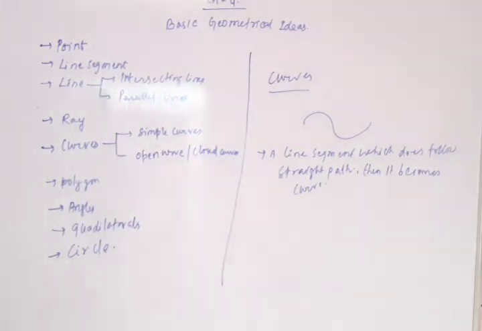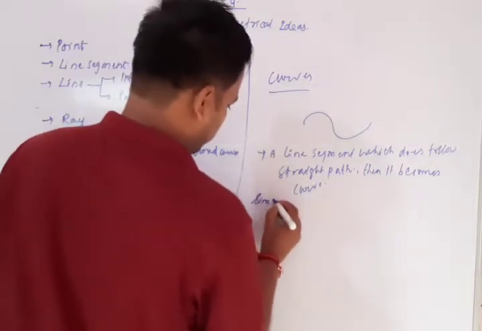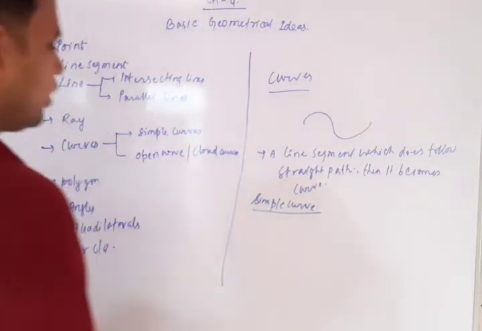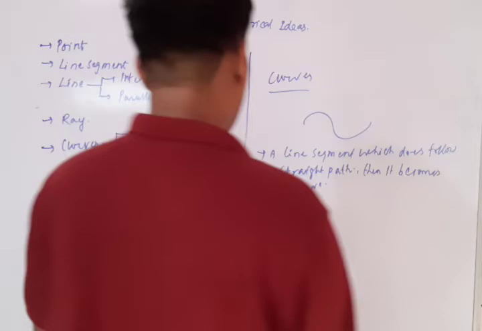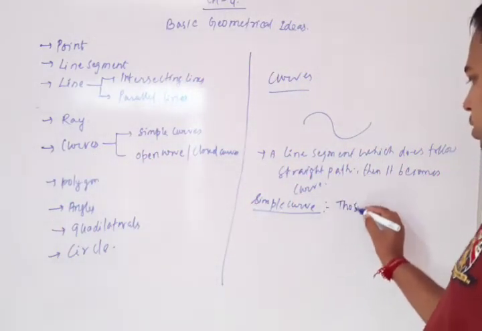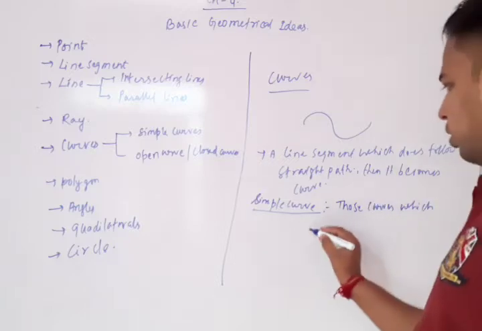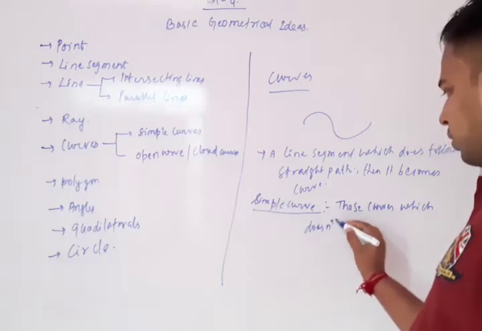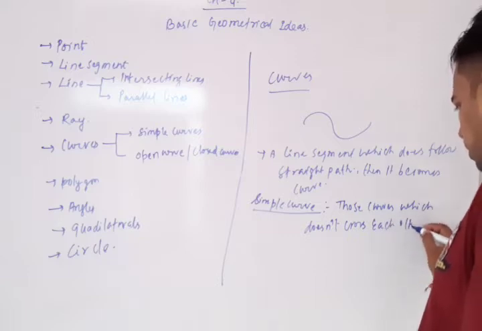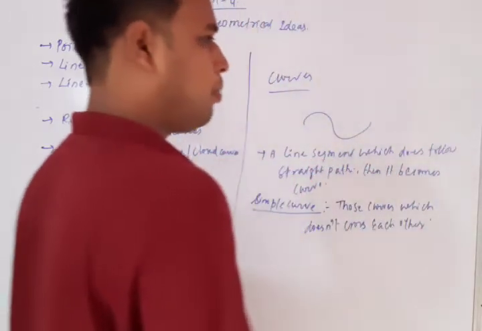Now what is a simple curve? Simple curves are those curves which do not cross each other. Those curves which do not cross each other are known as simple curves.